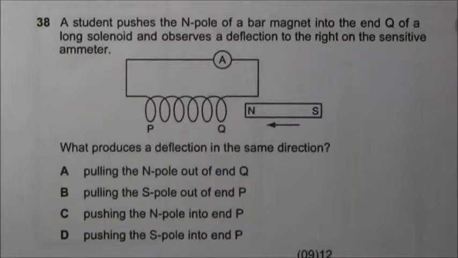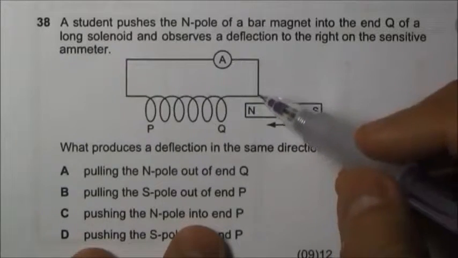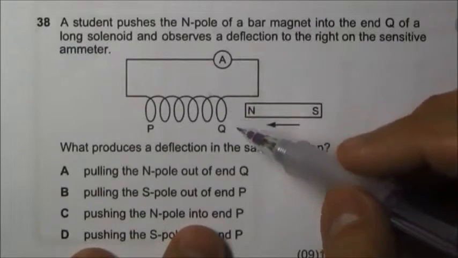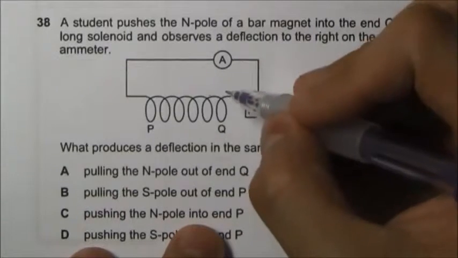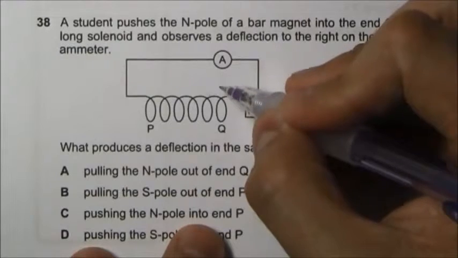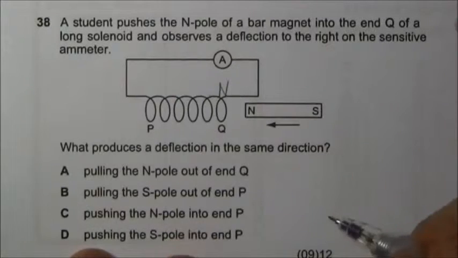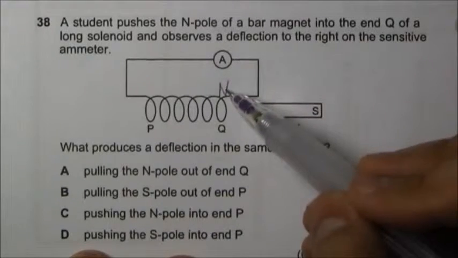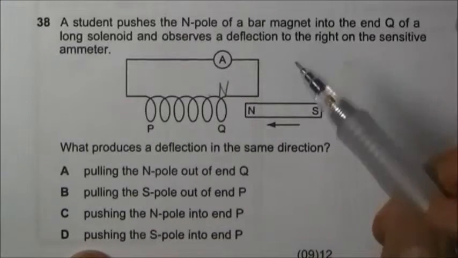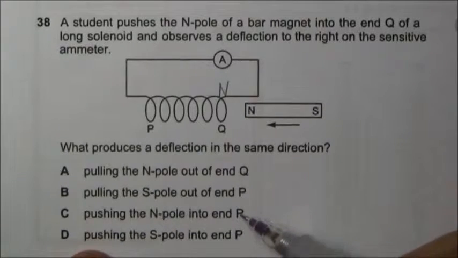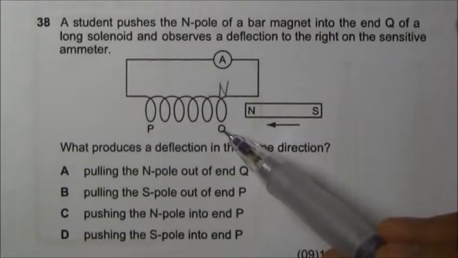Okay, in this question, if you were to push in the north pole, a current will be induced in the direction such that it will produce a pole here to oppose the change. So since this north pole is coming in, the current flows in the direction such that it will induce a north pole here to push out the north pole. So inducing a north pole at position Q is going to give us a deflection to the right. So we look at the four options and see which one will induce a north pole at position Q, and that will be the answer.